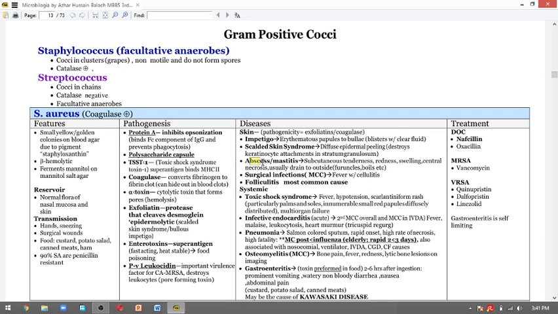We'll move on. Surgical infections. The most common cause of surgical infection is Staph aureus. It causes fever with cellulitis. Folliculitis is also caused by it. It is the most important cause. Folliculitis is the inflammation of hair follicles.